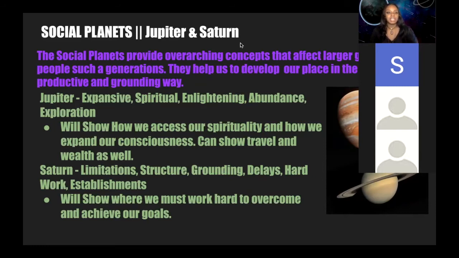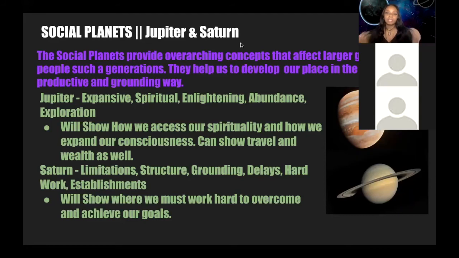Jupiter is expansive, spiritual, enlightening, abundant, and explorative. It will show how we access our spirituality and how we expand our consciousness. And it can also show travel and wealth as well. So Jupiter is really whatever it touches. It's called a benefactor, beneficiary, benefic planet, because whatever it touches, it just illuminates and it brings inspiration, it brings joy, it brings abundance to whatever house it touches. And if it's in aspect with any of your planets, it will bring that as well.